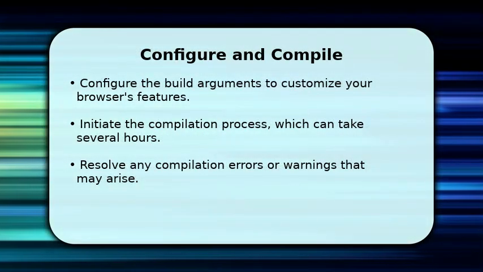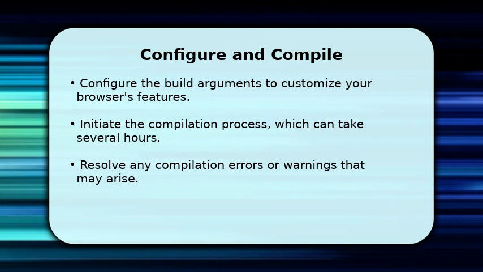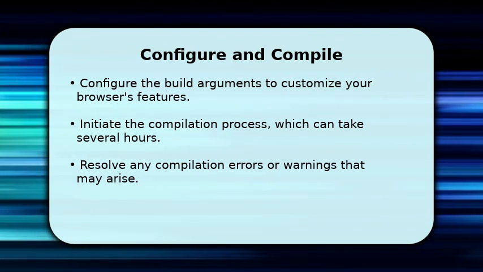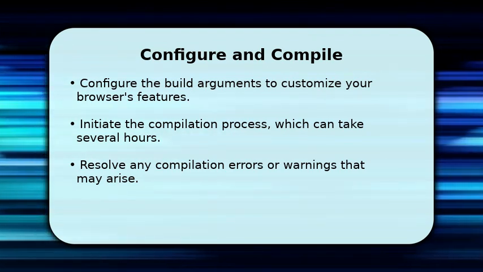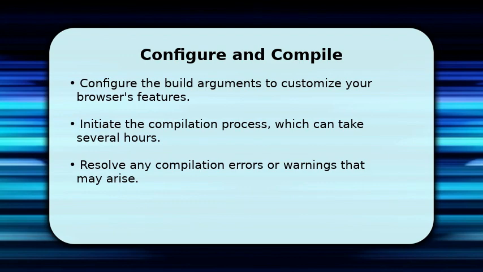Once you have the source, configure the build arguments to tailor your browser's specific features. This step is crucial for customization. Then, initiate the compilation process. Be aware this can take several hours depending on your system. If errors or warnings appear, meticulously resolve them to ensure a successful build.